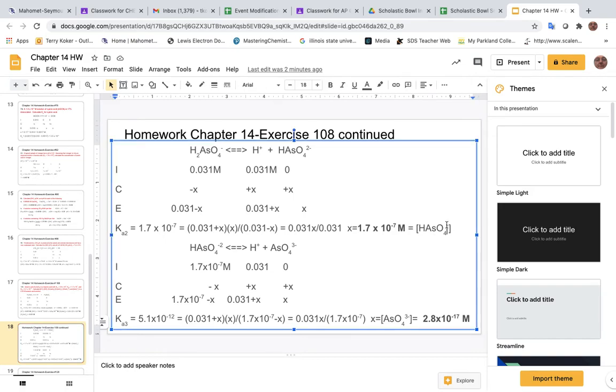Finding all kinds of little piddly things which don't affect my actual answer, but just little cleanups here.